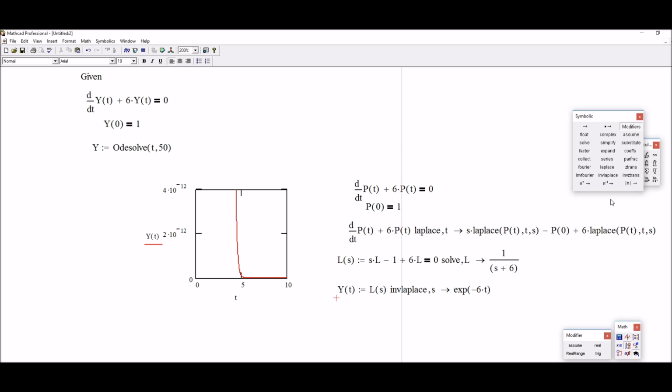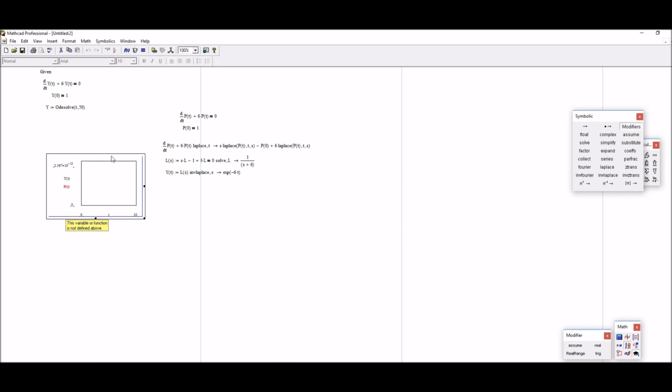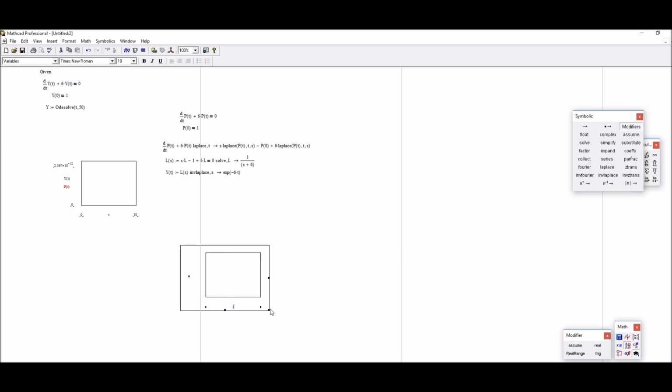Since I have the solution here, I can plot this one. I'm running out of space here, so I will use a smaller view and zoom it out a little bit so that I can have a look. Now I will do an xy plot here.